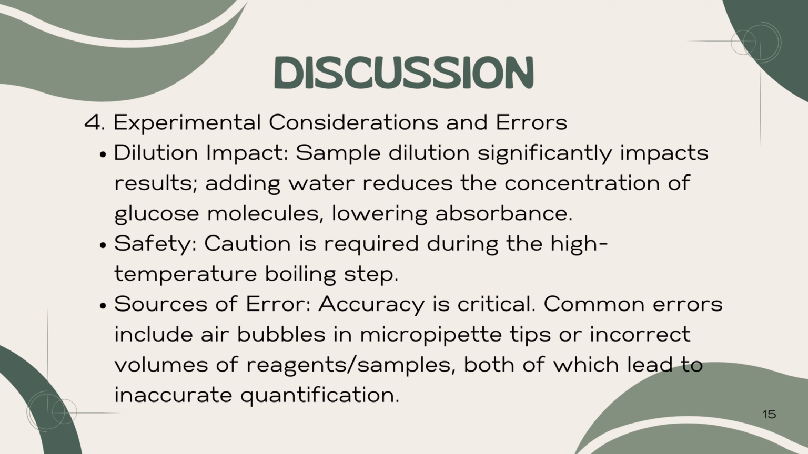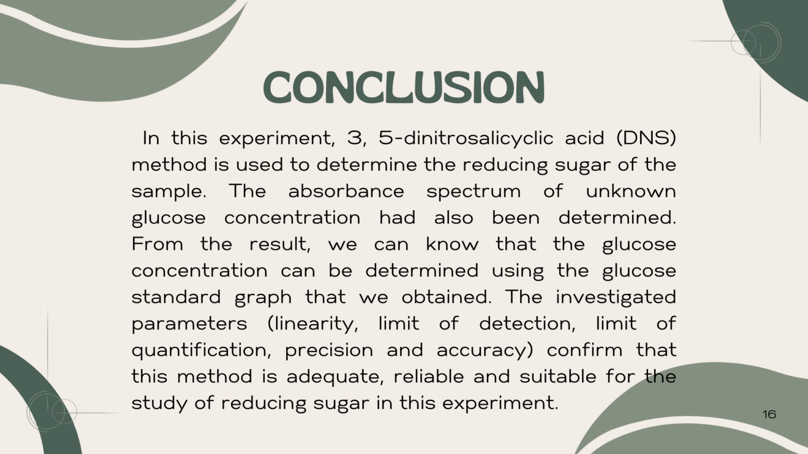inaccurate quantification. From experiment 2B, we can conclude that in this experiment, the 3,5-dinitrosalicylic acid (DNS) method is used to determine the reducing sugar of the sample. The absorbance spectrums of unknown glucose concentration had also been determined. From the result, we can know that the glucose concentration can be determined using the glucose standard graph that we obtained. The investigated parameters like linearity, limit of detection, limit of quantification, precision, and accuracy confirm that this method is adequate, reliable, and suitable for the study of reducing sugar in this experiment.